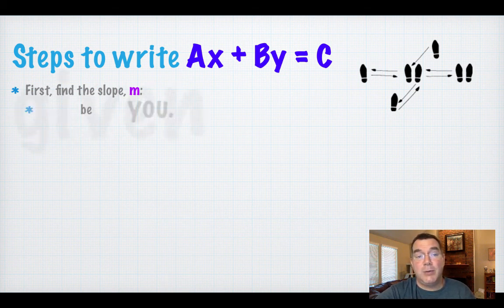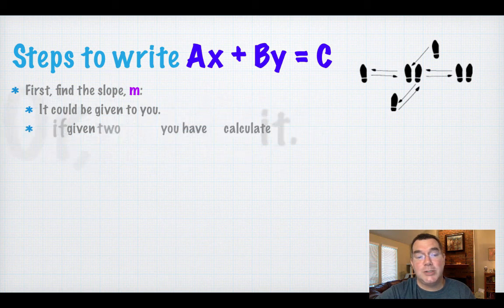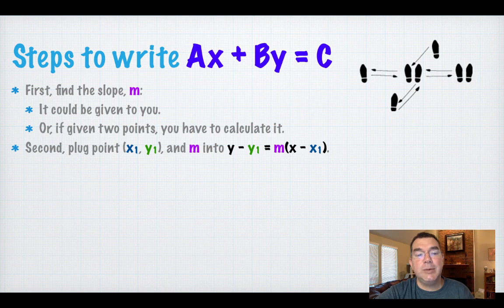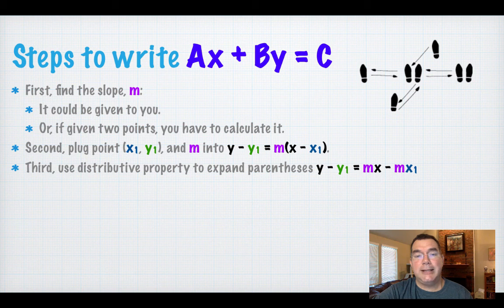We still need to find what the slope is. It could be given to us, or we may have to calculate it, just like all other forms. Secondly, we're going to plug in the point that we've been given, or one of the points we've been given, and then we will write it in point-slope form, which you see there. You're familiar with that one. Now what I need to do is convert it from point-slope form to standard form.